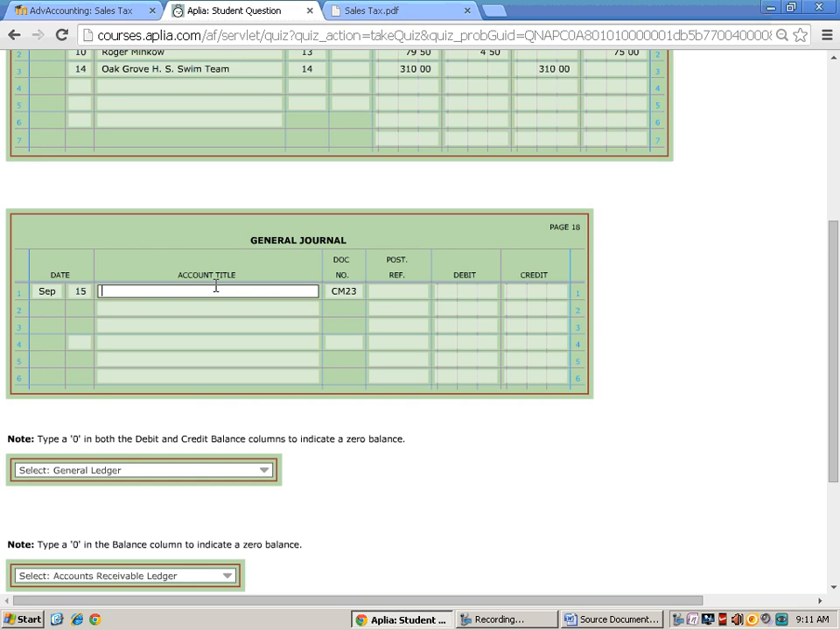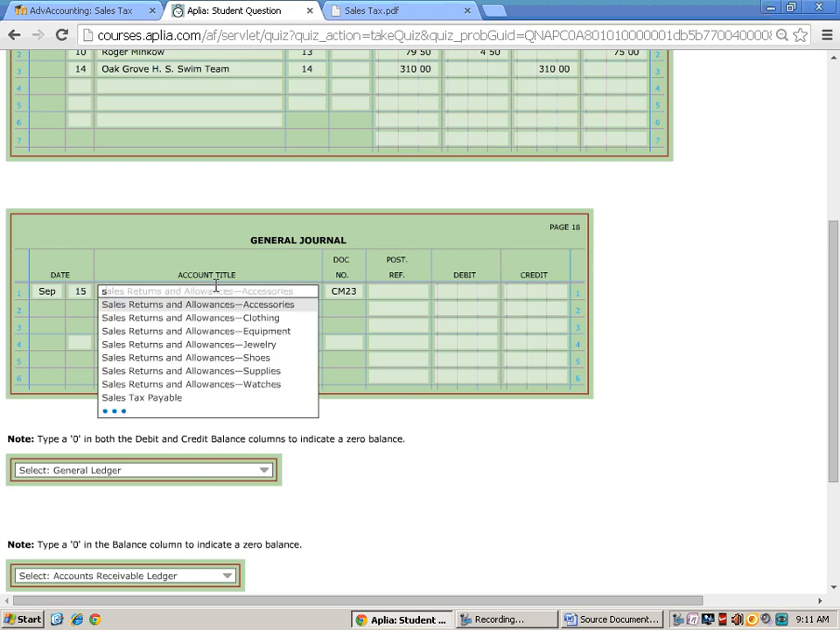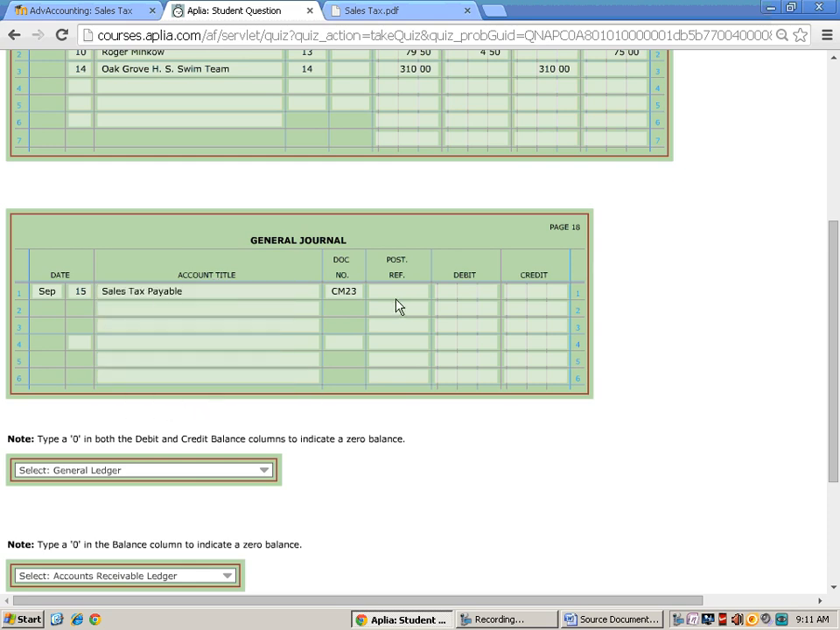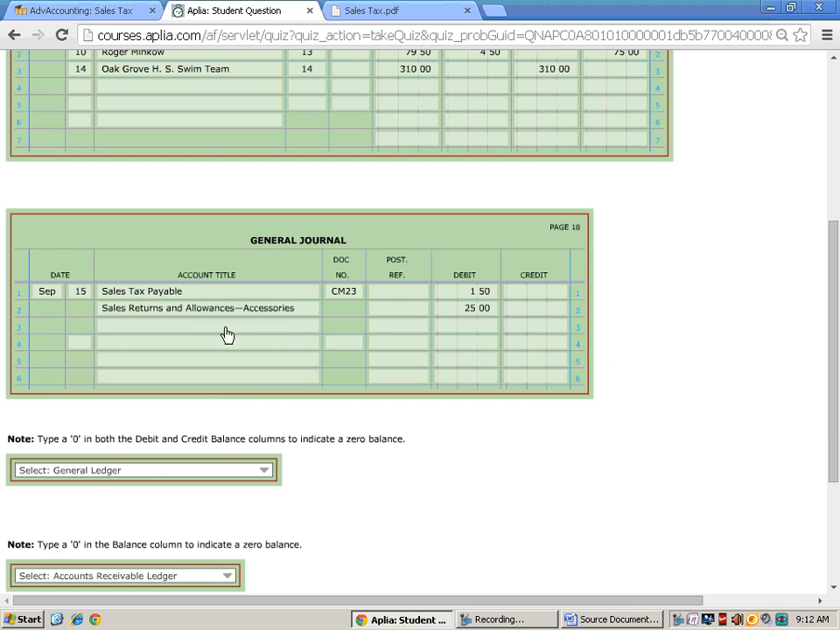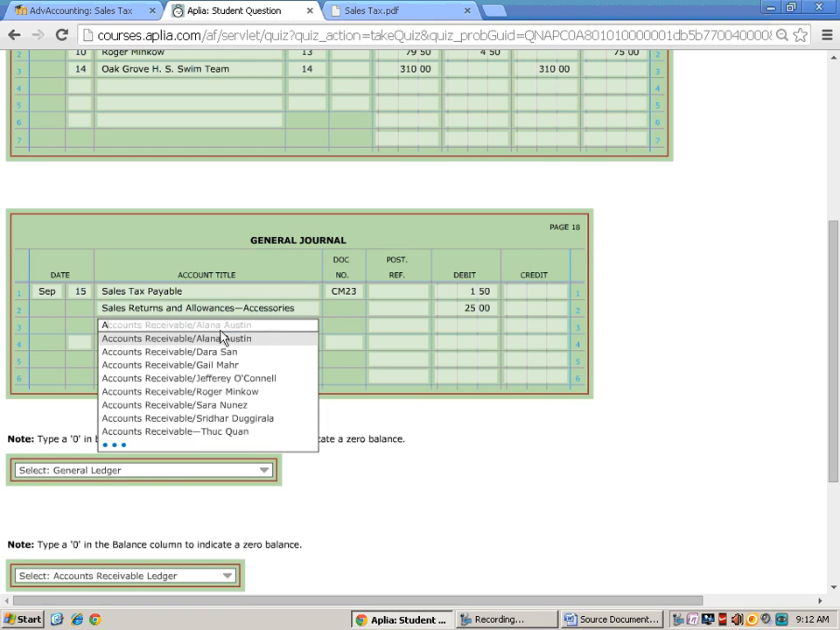All right, so we have to give them back sales tax first. We know our debits always have to go first. So it's going to be sales tax payable. $25 times 0.06 is $1.50. So we owe them $1.50 back for sales tax. Then we owe them the $25 for the beach mat, which is going to be sales returns and allowances, and that's going to be accessories. So for a total, he's not going to pay us, so it's going to be accounts receivable.